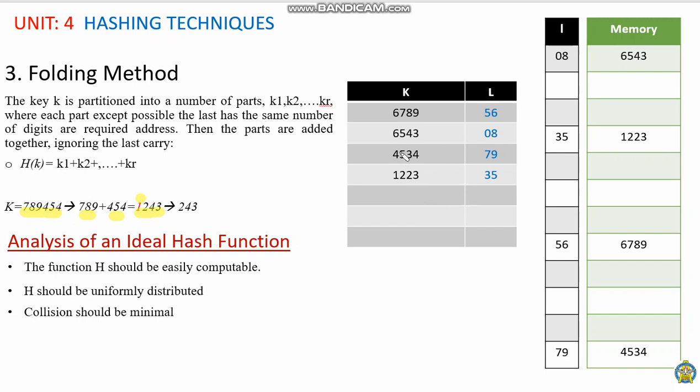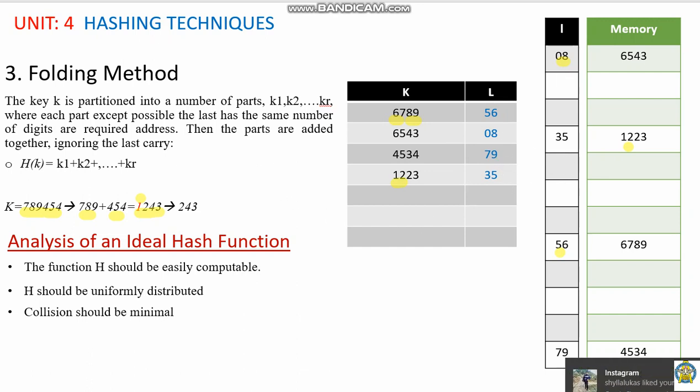If you look at these values, I'm just taking simple values here. 6, 7, 8, 9. So we are going to add 67 and 89. Then we get a number, and the last carry is ignored. So 6, 7, 8, 9 will go to location 56. Similarly, 12 and 23, you get 35. There's no carry here. When you divide, the division depends on the memory space or memory range. So if the memory takes 2 digits each, then we divide the values into 2 digits.